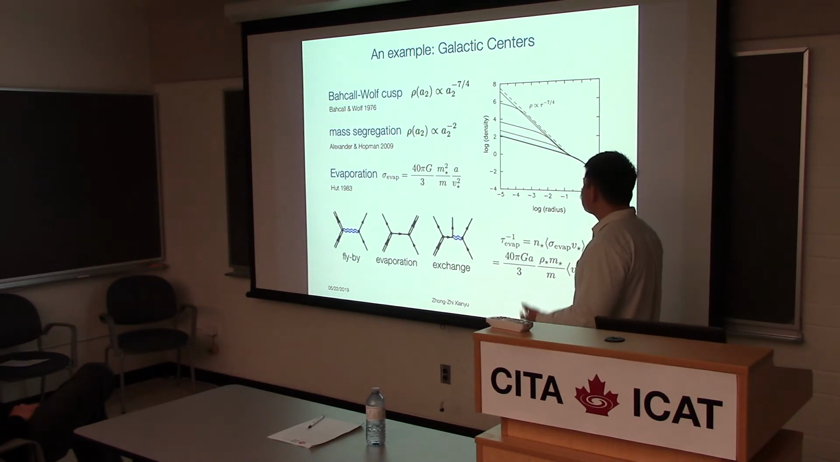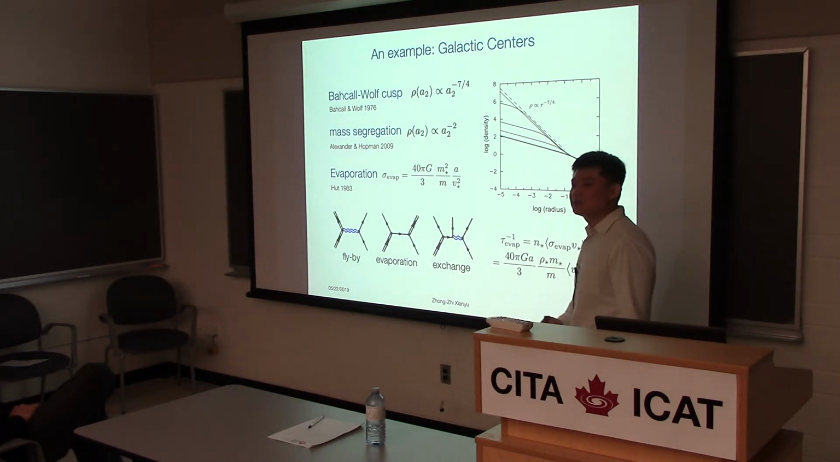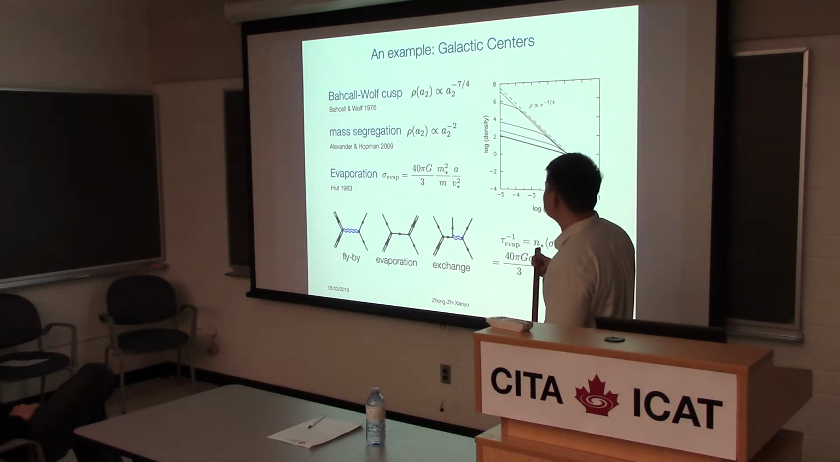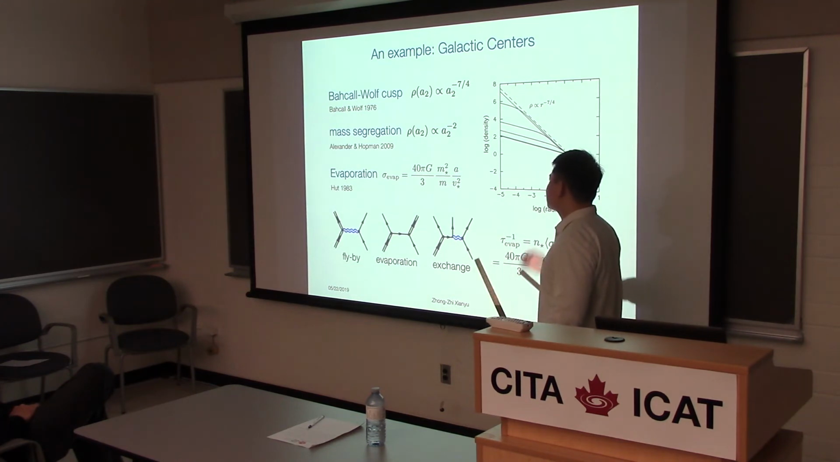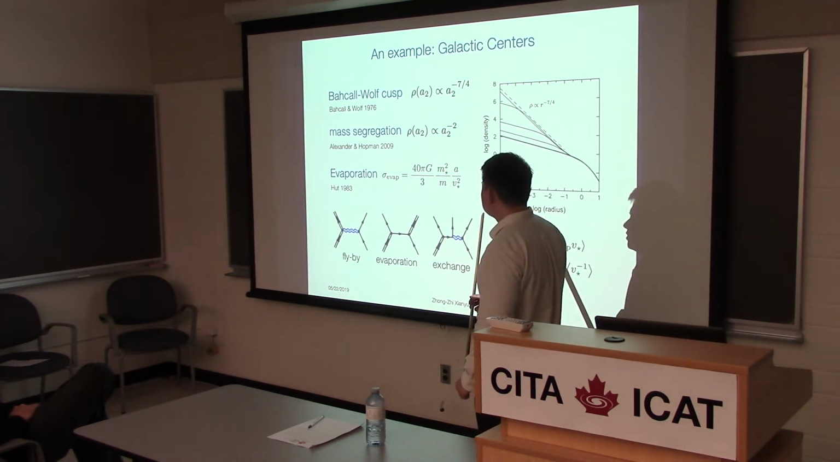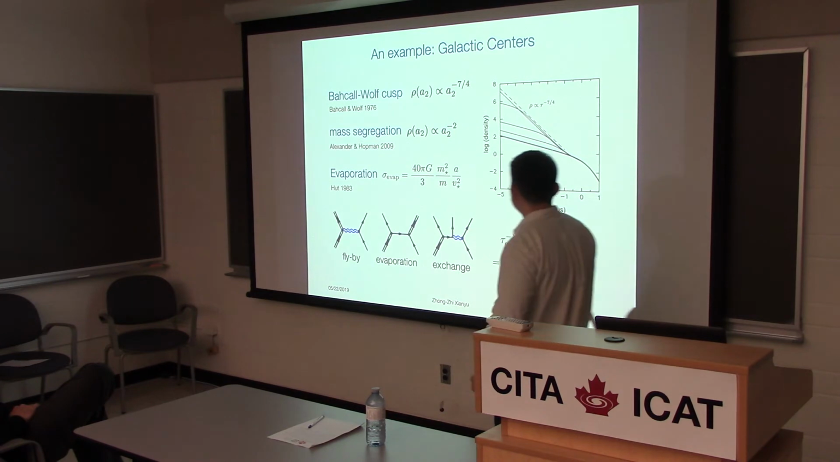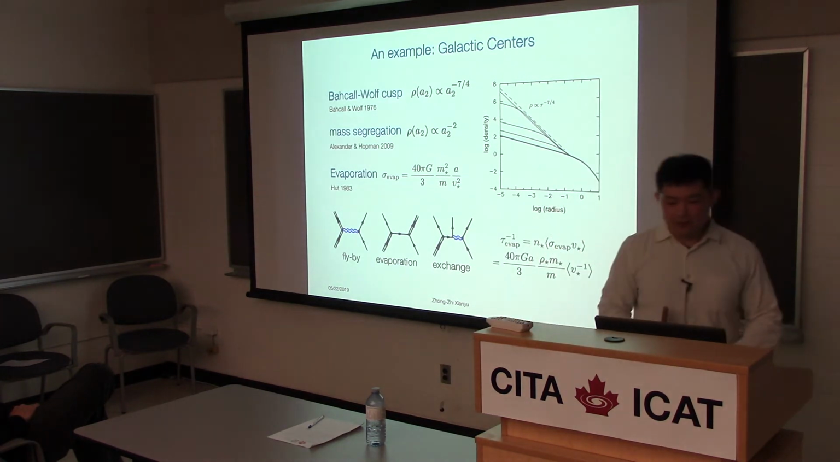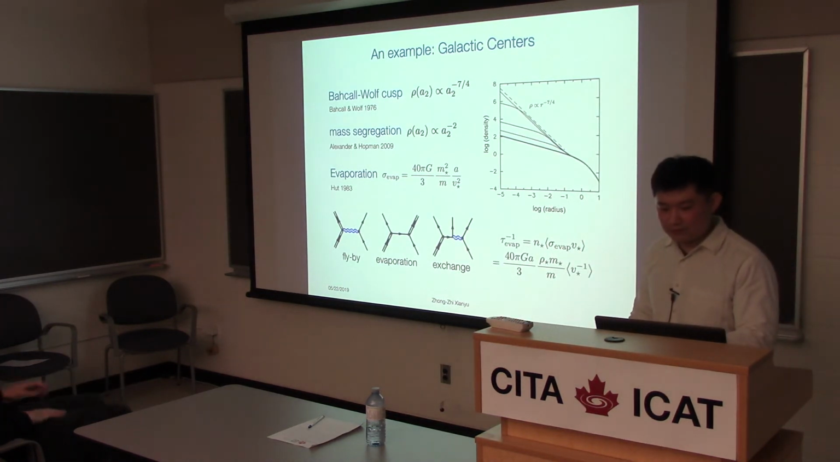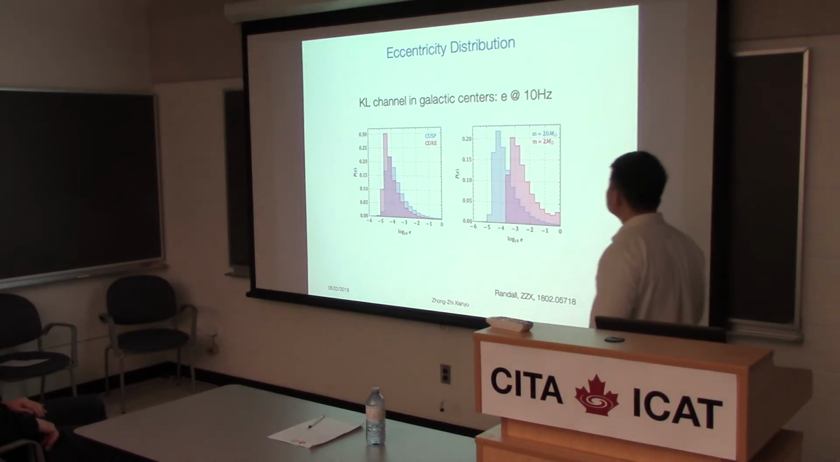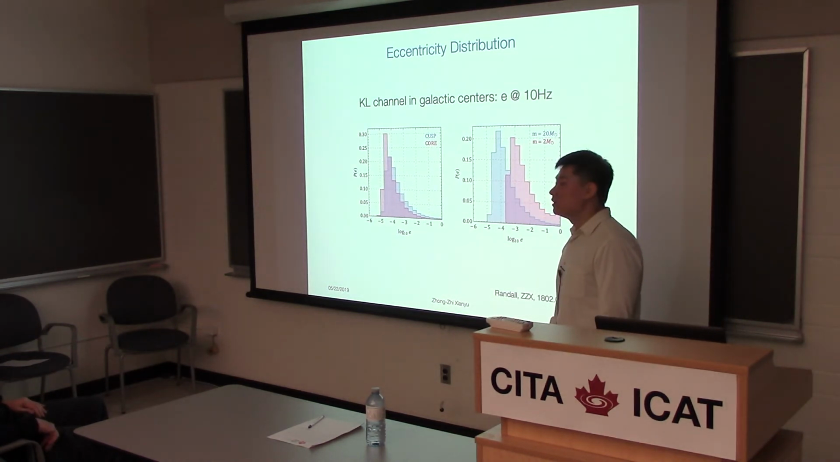Of course, if you want to apply this analysis to the galactic center, which is very dense, you also need to take into account scattering of your binary with surrounding stars, which causes evaporation. So with all these things considered together, we can use our analytical formula to predict the final eccentricity in LIGO at 10 Hertz.